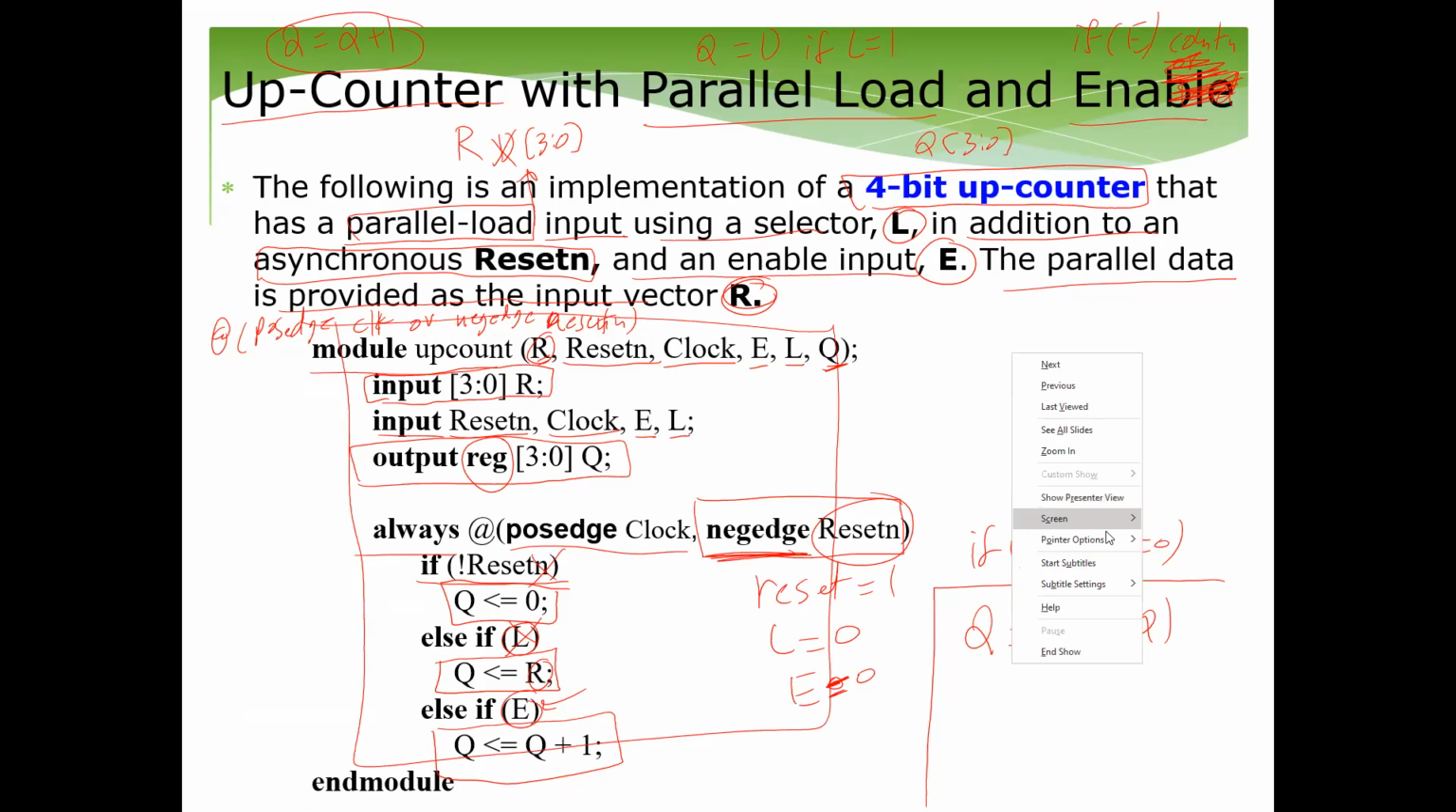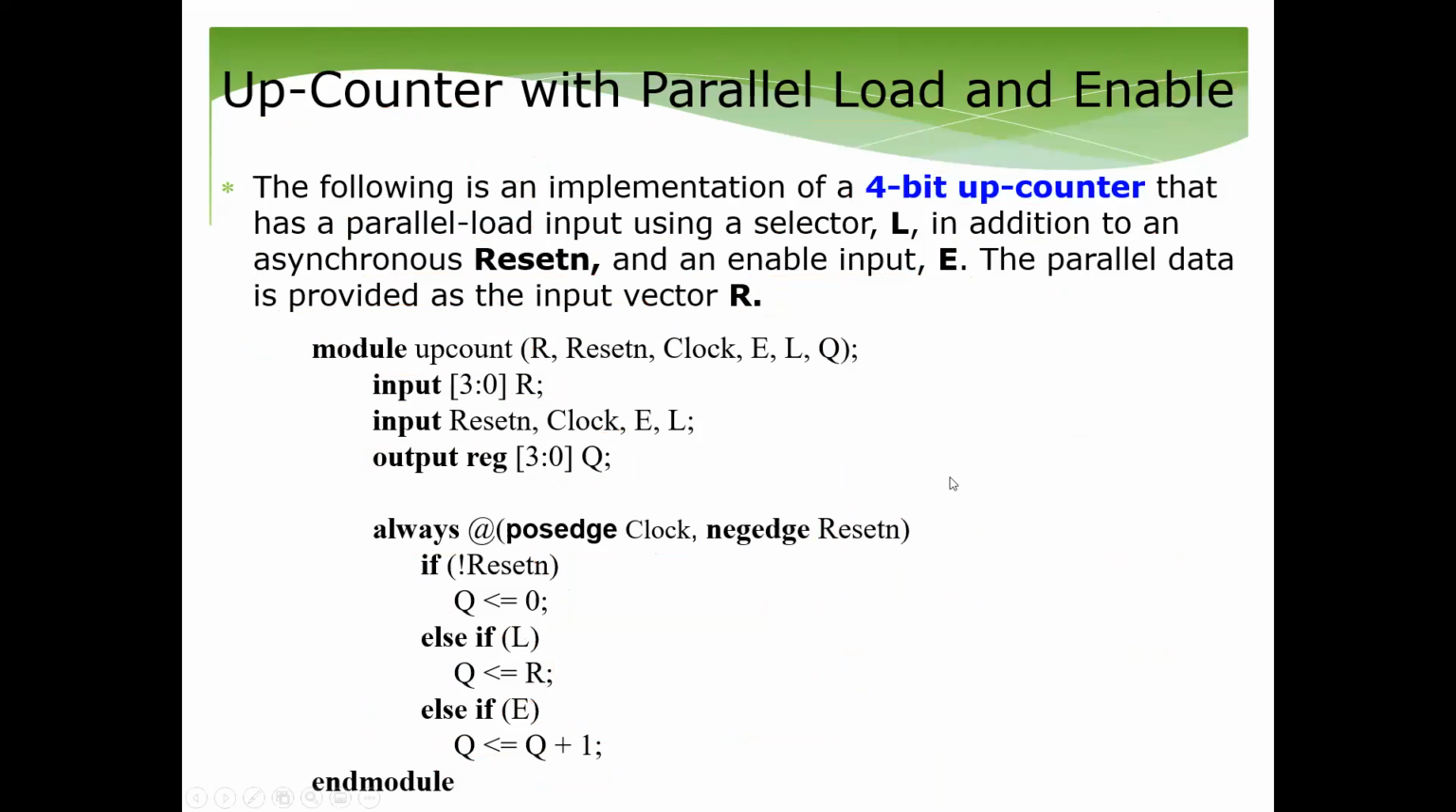Let me erase. The requirement: down counter with parallel load and enable. Okay, I have most of the information here. I don't have reset, so let me take this out, take this out, and take this part out. Meaning, I'll also take this part out, and I'll keep this if.